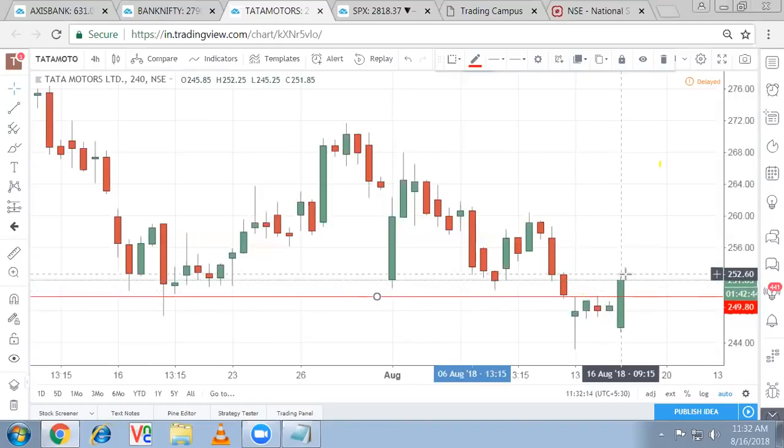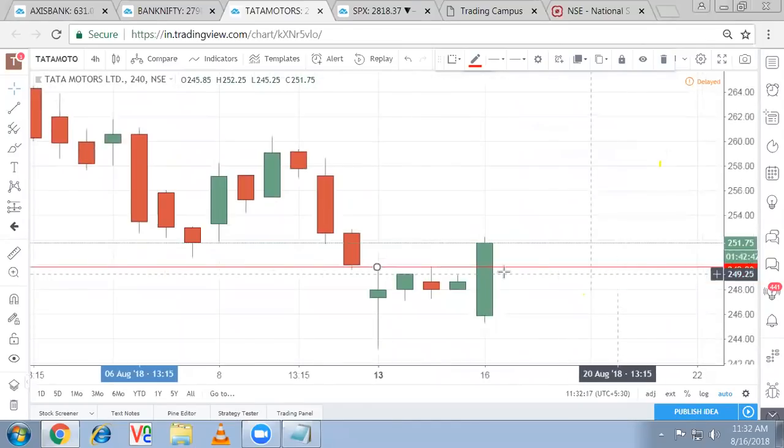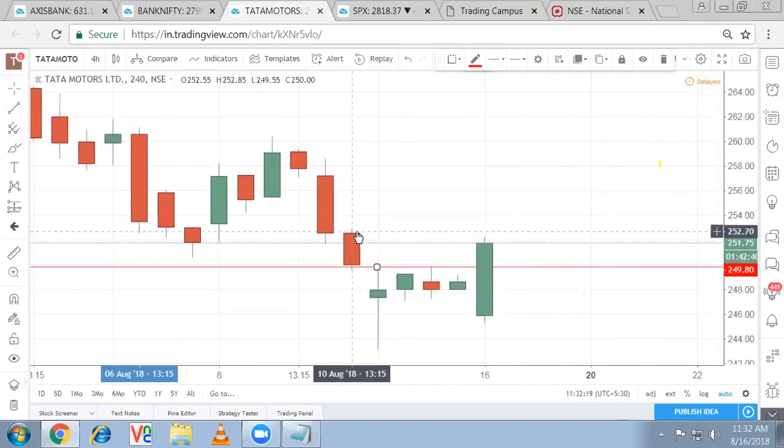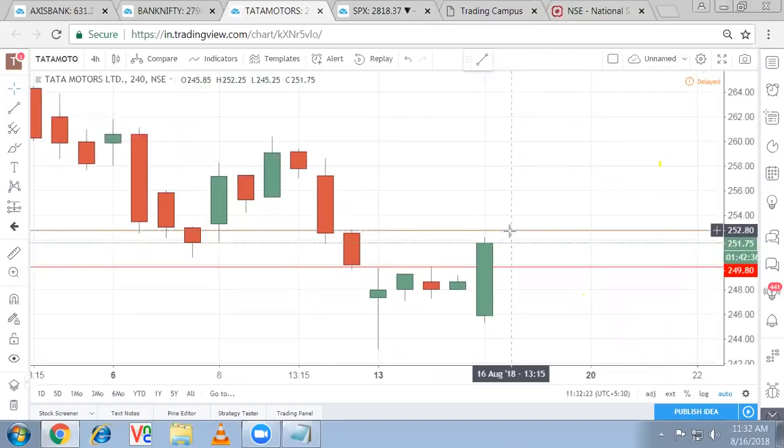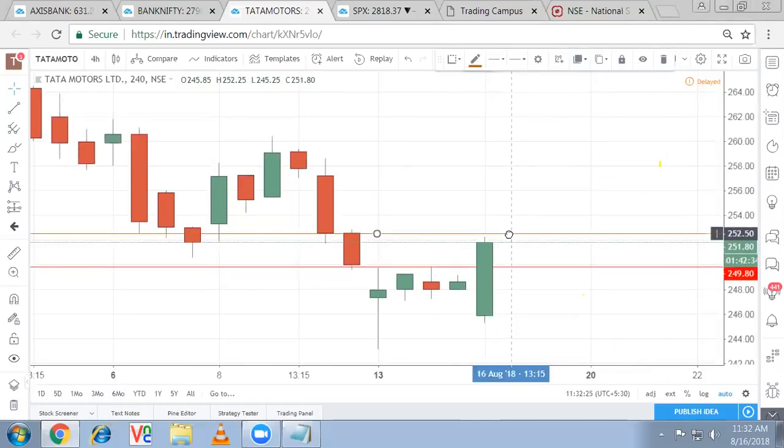The first target is 252. Now how are you getting 252? The same high of the Marubozu will basically give the level of resistance on the upper side. So this was your first target, and if it inches higher or sustains above this, there is a straight target on Tata Motors of the 257 to 260 zone.